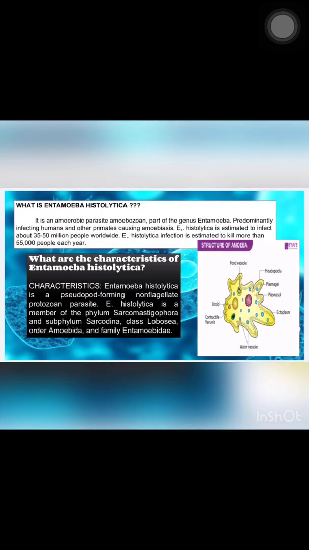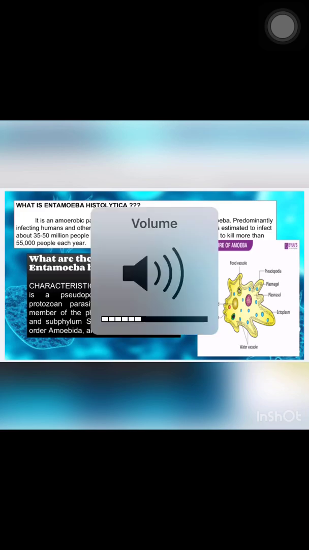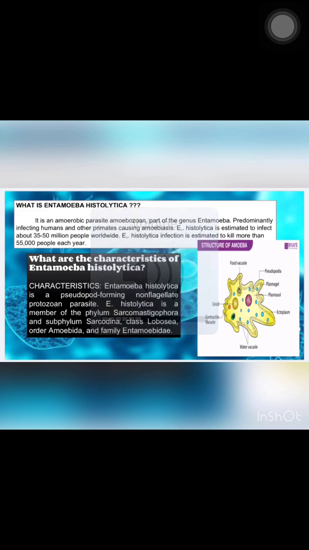pseudopodia. So what is Entamoeba histolytica? It is an anaerobic parasitic amoebozoan, part of the genus Entamoeba, predominantly infecting humans and other primates, causing amoebiasis. Histolytica is estimated to infect about 35 to 50 million people worldwide. Histolytica infection is estimated to kill more than 55,000 people each year.